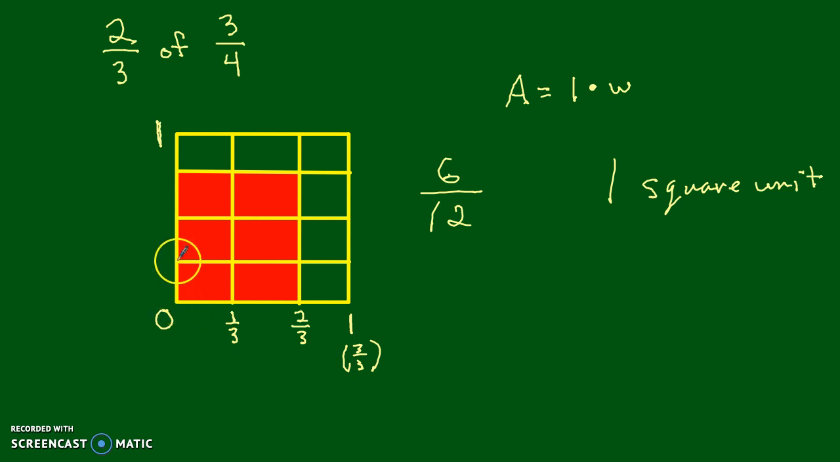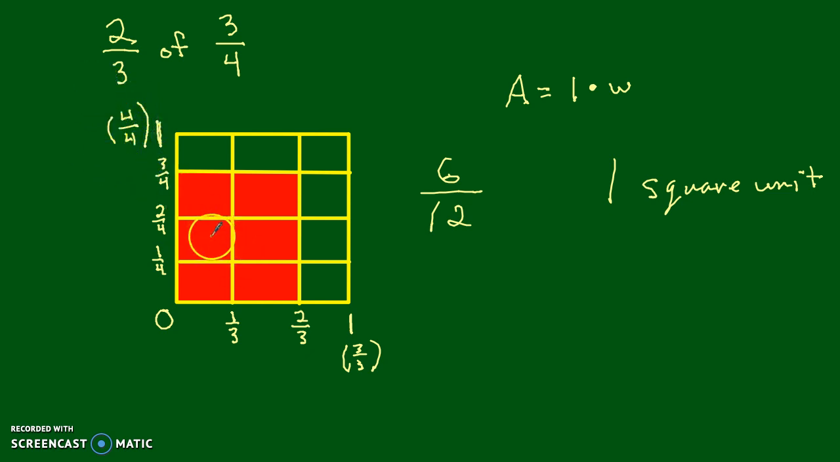Same thing if we went from the bottom to the top, or the width. Starting here would be 1, 2, 3, 4 sections, 4 equal sections. So that would be 1/4, and then this would be 2/4. We have 3/4, and we have 1, which we could also call 4/4.